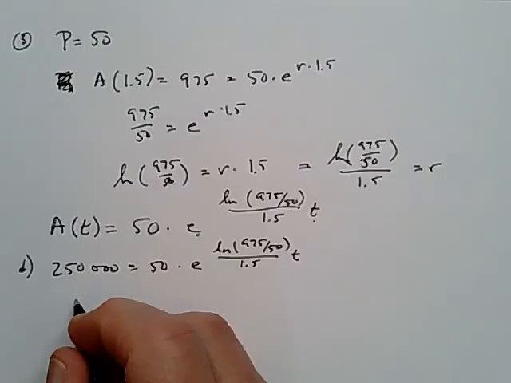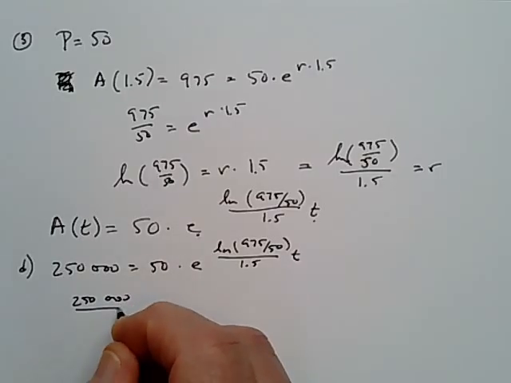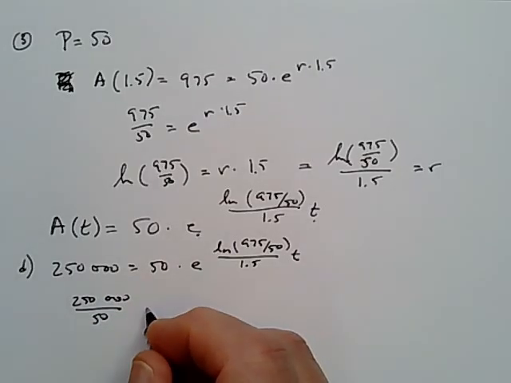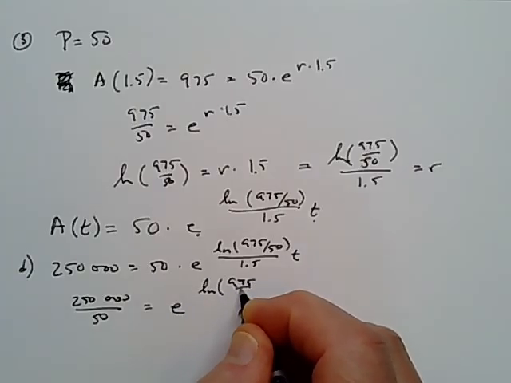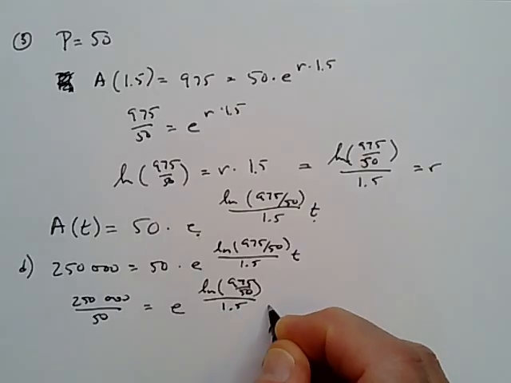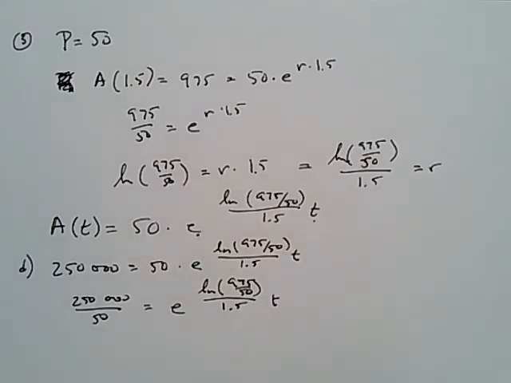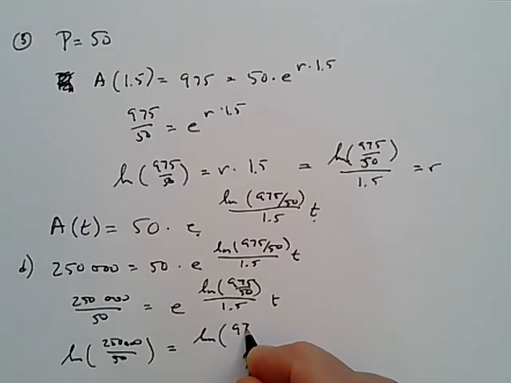Great, divide by 50, so 250,000 divided by 50, and I'm aware that it goes in evenly, is e to the ln of 975 over 50 all over 1.5 t. Take the ln of both sides, ln of 250,000 over 50, and again, I understand that it goes in evenly, but I'm not going to do the calculation, and we take ln of 975 over 50, over 1.5 t, and solve for t.